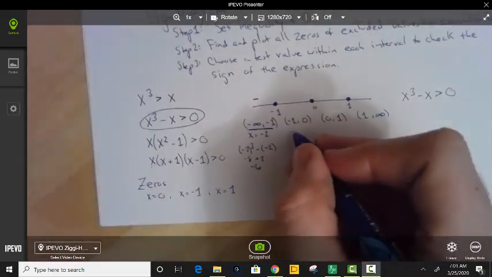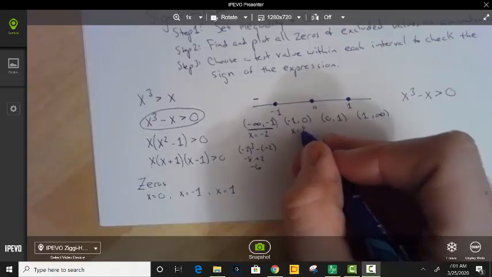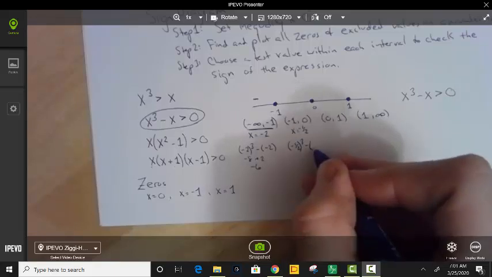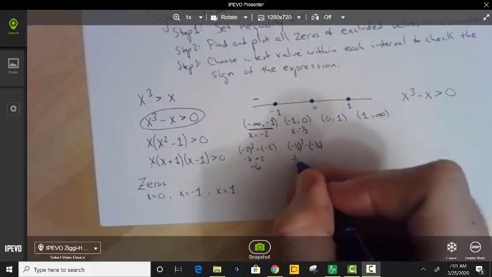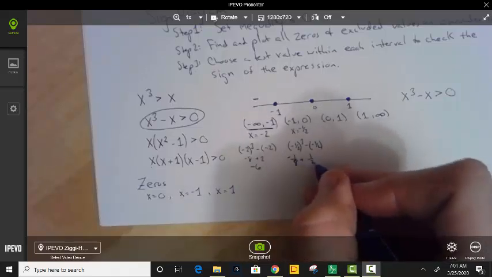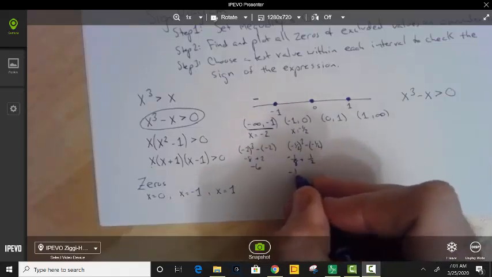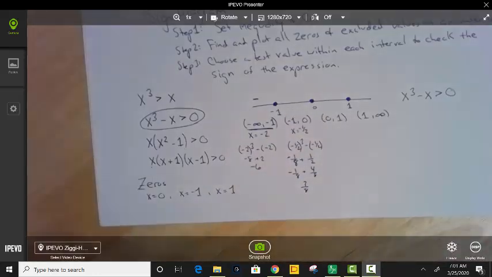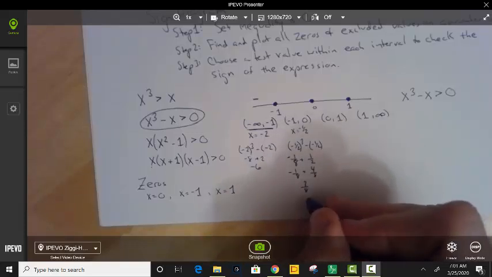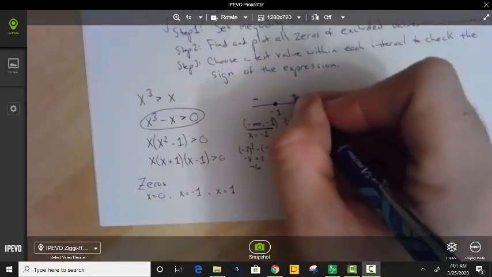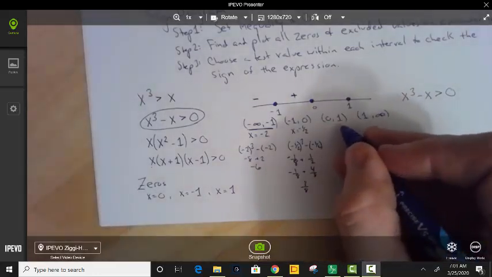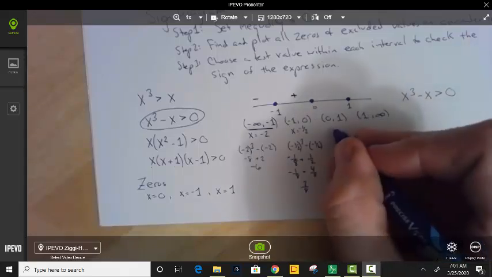Now negative 1 to 0, we're going to plug in, say, negative 1/2. Negative 1/2 cubed minus negative 1/2, that's going to give me negative 1/8 plus 1/2, which is going to be negative 1/8 plus 4/8, which is 3/8. And the number is irrelevant. The only thing that matters is that it's positive. And then we're going to pick a test value that's between 0 and 1.